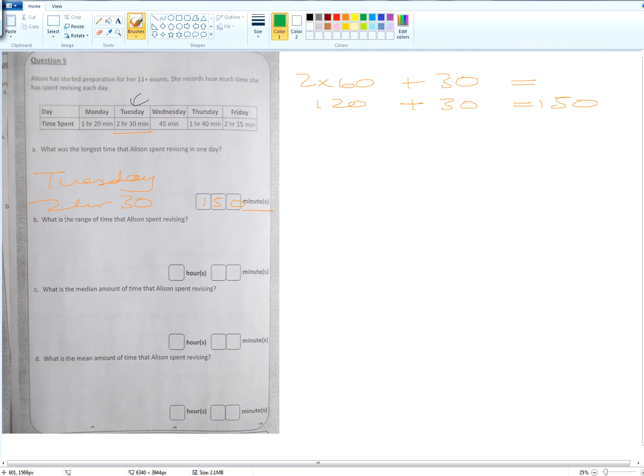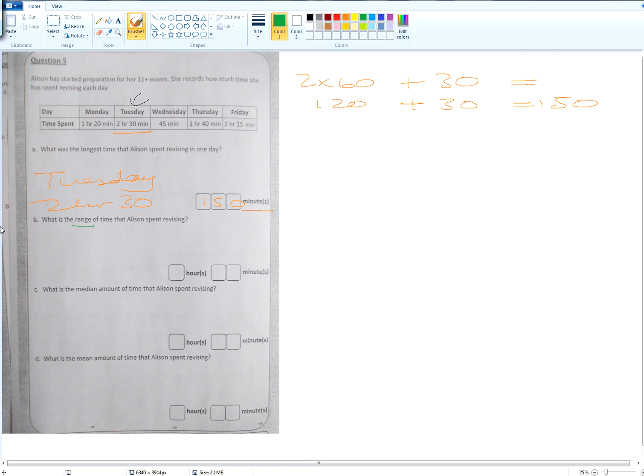Okay, what is the range of time? Everybody put your hands up if you know what the word range means. Let's have Ismail explain to the class what range means. The biggest number take the smallest.